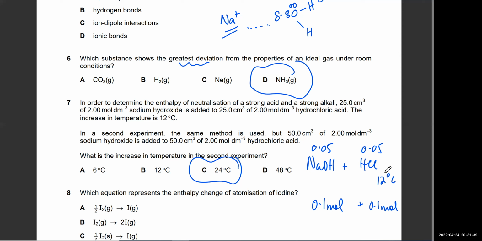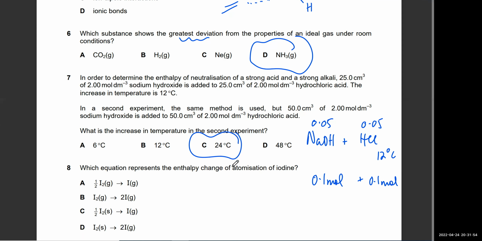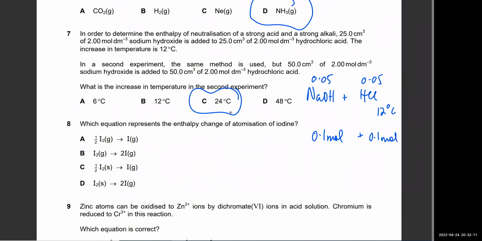0.05 reacts with 0.05, that's 12 degrees centigrade rise in temperature. If there's another 0.05 reacting with another 0.05, you've doubled the amount, so there's going to be another increase of 12. So the total temperature rise would be 24. Because is it going to be 24 or not? One second. You've doubled the amount, but you've also doubled the volume as well. So just one second, let's calculate. I'll check the answer as well.